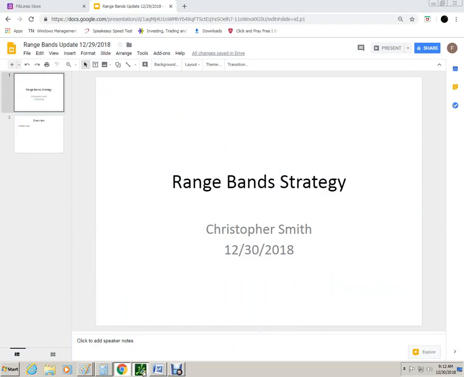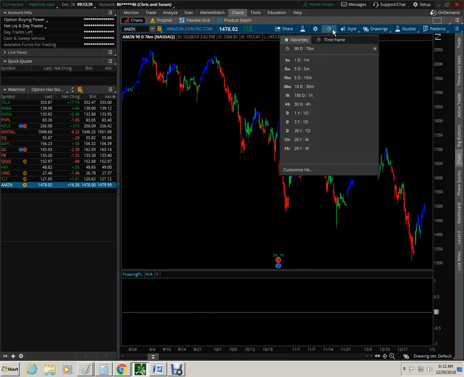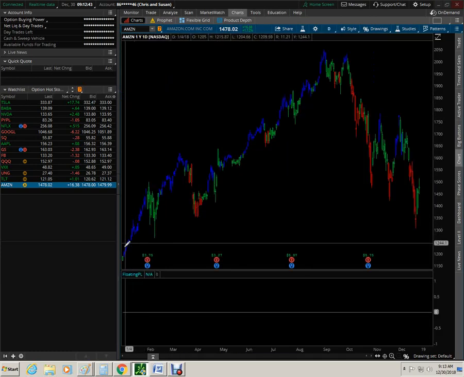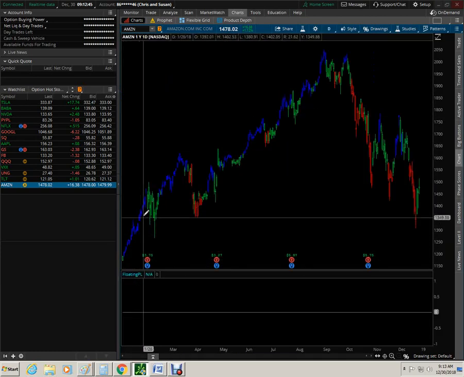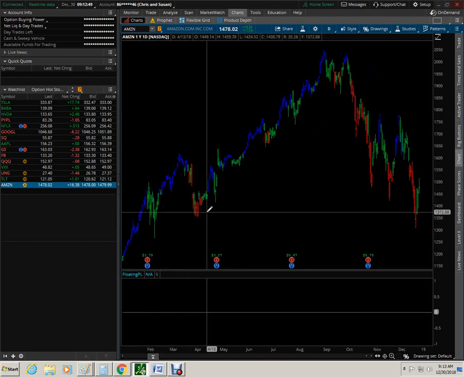Taking a look at Thinkorswim here, the range bands indicator is one that I've been giving away for free from my website. And it's basically a universal trend following indicator. It can be applied to any stock, index, or ETF in any time frame. And it paints the bars blue when the item is in an uptrend, green when there's no trend, and red when the tradable is in a downtrend.